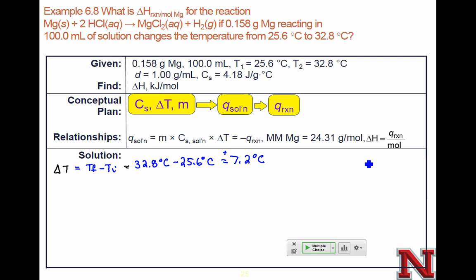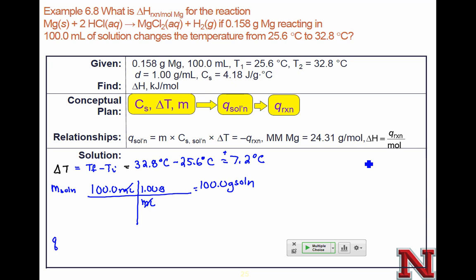Also, we need to know our mass of our solution. So we know our volume of our solution is 100.0 milliliters. And we know our density, which we're assuming is water. And if that's not true, I would tell you. So we can figure out our total amount of grams of our solution. So we have our mass of our solution. We have our change in temperature. We can figure out our Q.